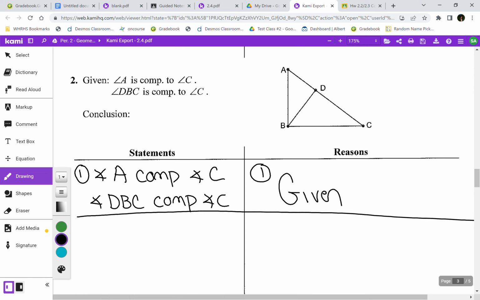Oh, and the conclusion I want you to do is I want you to prove angle A congruent to angle DBC. All right, so I'm going to put stars and dots. So angle A star is a complement to angle C star. Then it says angle DBC, follow the letters D to B to C. So I'll put a dot there, is also a complement to angle C. So I'll put a dot there.